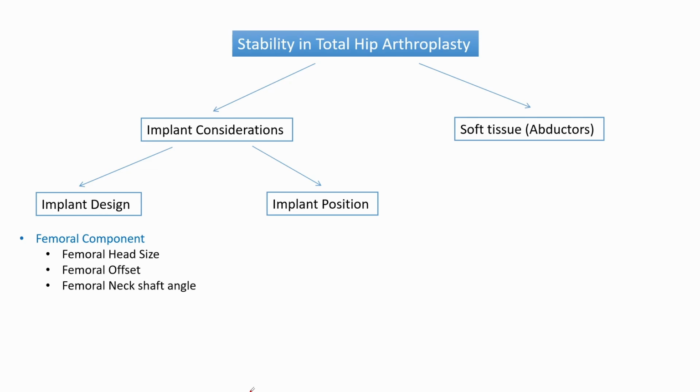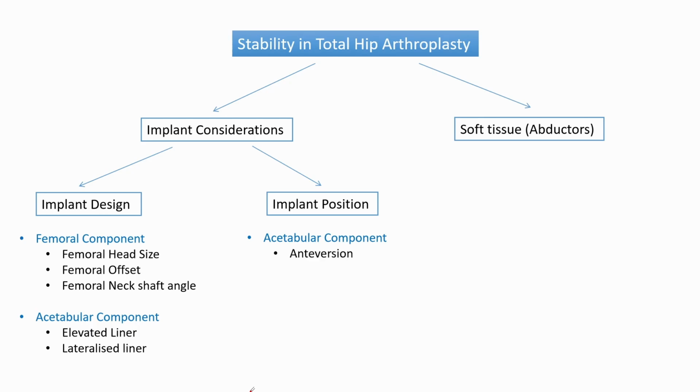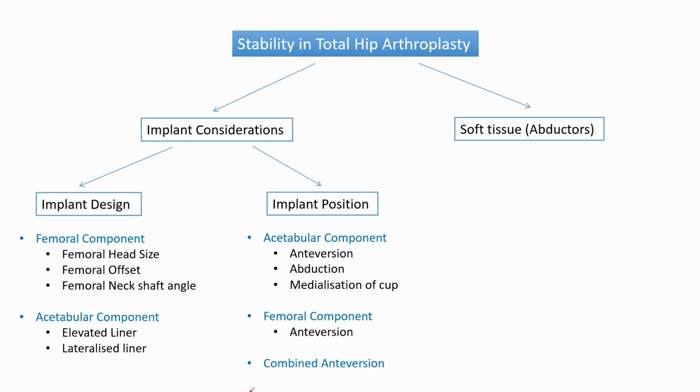femoral neck shaft angle, and the design of the acetabular component, which includes elevated liner and lateralized liner. In implant position, we have position of the acetabular component, which includes anteversion, abduction, and medialization of cup, and the position of femoral component, which includes anteversion. We also have a combined anteversion, which includes anteversion of both the acetabular and femoral component. Coming to the soft tissue factors, we have to take into consideration soft tissue tension and soft tissue function.